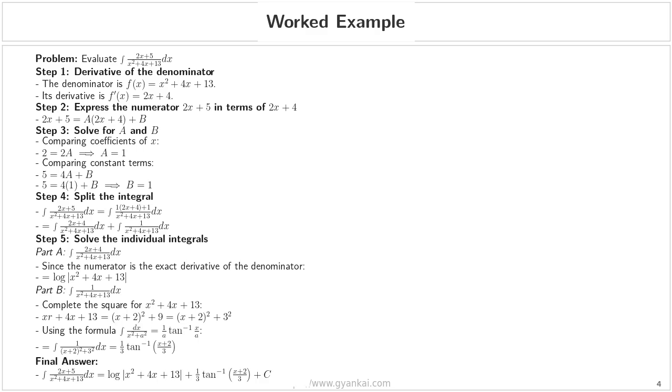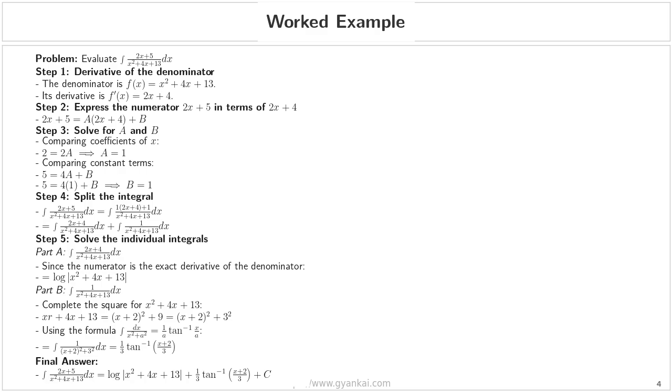Final answer. Finally, combining the results from both parts, we get the final answer. The integral of 2x plus 5 over x squared plus 4x plus 13 is the natural logarithm of the absolute value of x squared plus 4x plus 13, plus 1/3 times the arctangent of x plus 2 over 3, plus the constant of integration, c, and that's it. We've successfully integrated a linear function over a quadratic function.